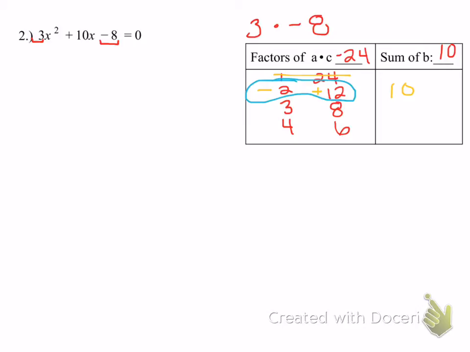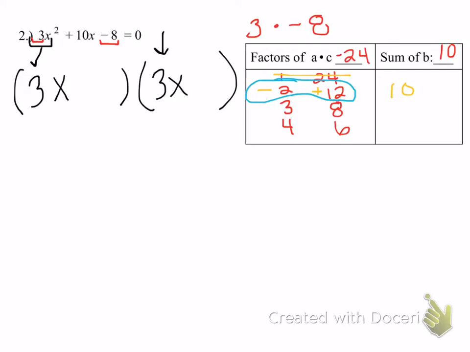Remember, my first thing is I'm going to have my 3x and then something, and 3x and then something. I'm getting that 3x from our a here. So you're putting a as our first term. Next thing you're doing is putting the two numbers that we found. So we have negative 2 and then plus 12.